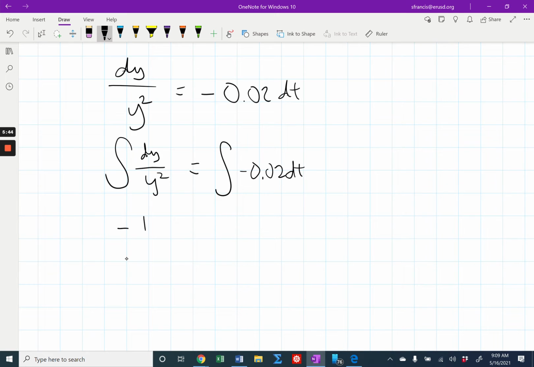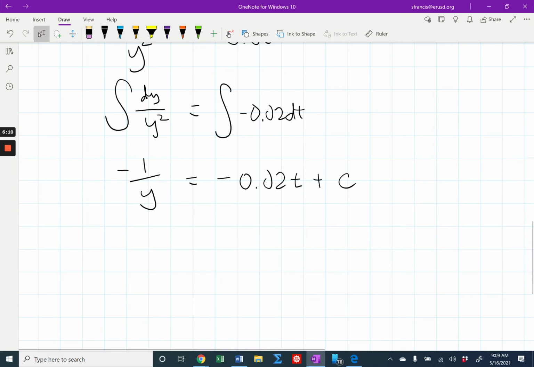This becomes -1 over y. And then over here we get negative 0.02 t plus c. Some of you switched to x. I don't think they would penalize you for that, but you should try to stick to the letters that they give you. Some of you wrote dx over here, and so it's natural then to continue with x, but it's probably better to stick with the variables that they gave you as opposed to changing them to your own.